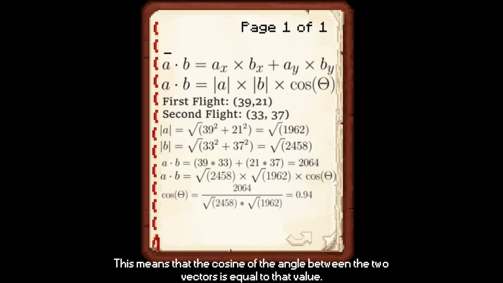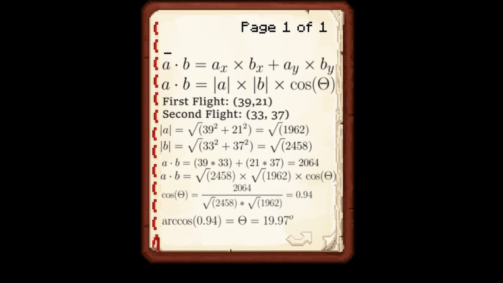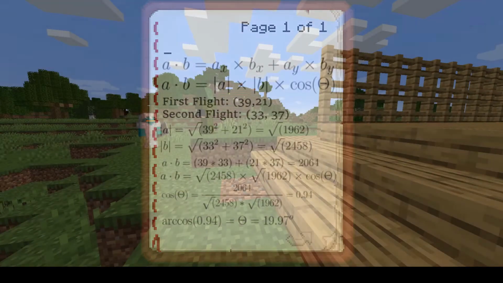This means that the cosine of the angle between the two vectors is equal to that value. Finally, we can find the angle by taking the inverse cosine of 0.94, which gets us to our answer. The angle between the two flight paths is about 19.97 degrees.